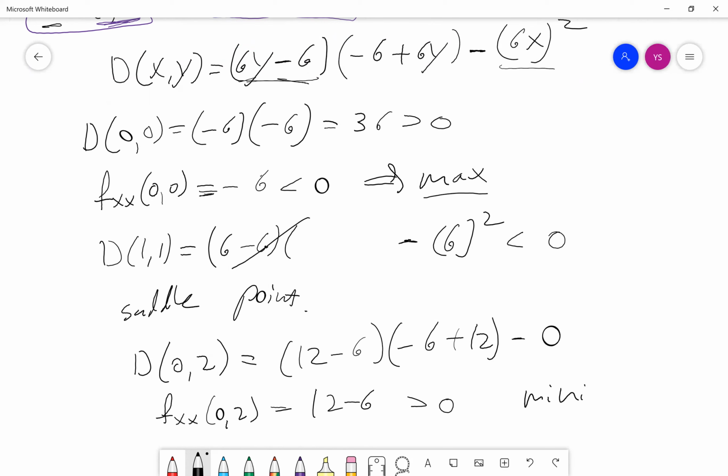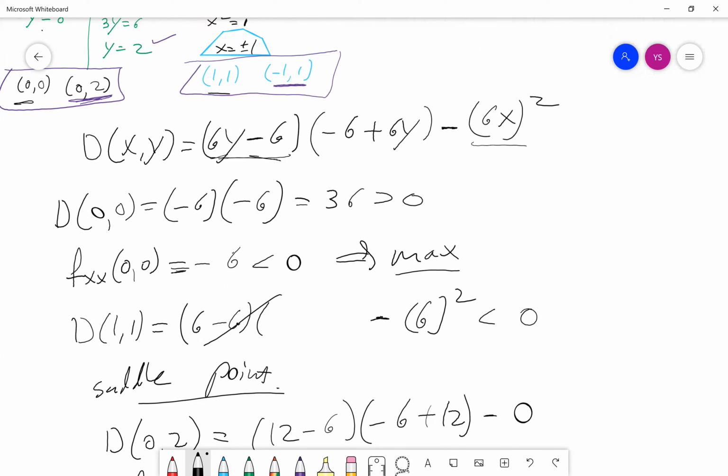So we have a max, a min, a saddle point. What about the last one? So I'll just say the last one is a saddle point, and we can stop here.